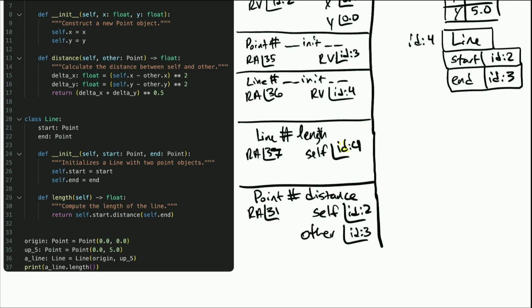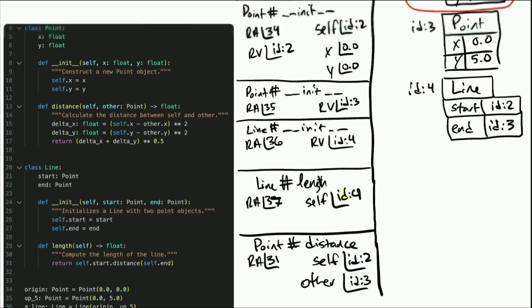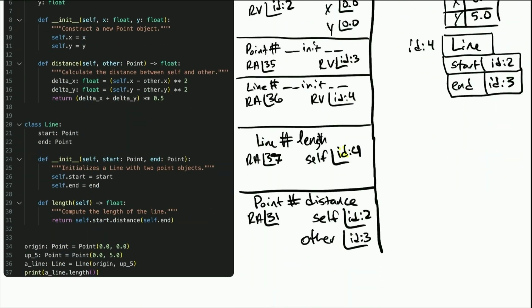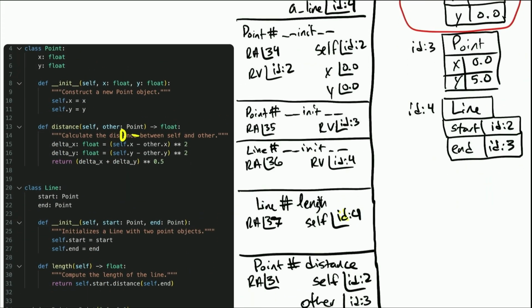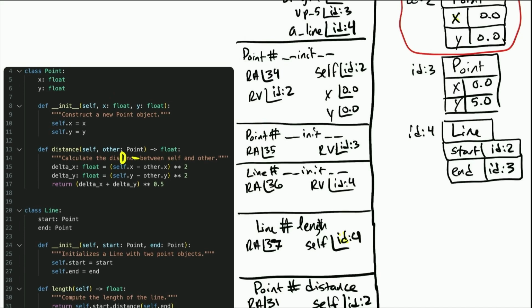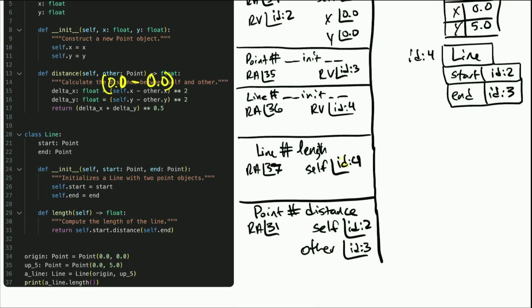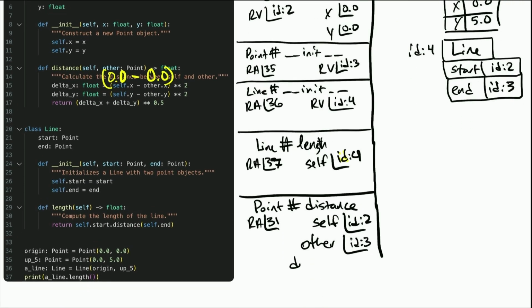What is self.x? So self is ID2, ID2.x is 0. So that's 0 minus other.x. So other is ID3, ID3.x is 0. And these are floats, so 0.0 and 0.0. So 0 squared is 0. I'm not even going to worry about that. And we're assigning that to a variable named delta x. So delta x is 0.0.